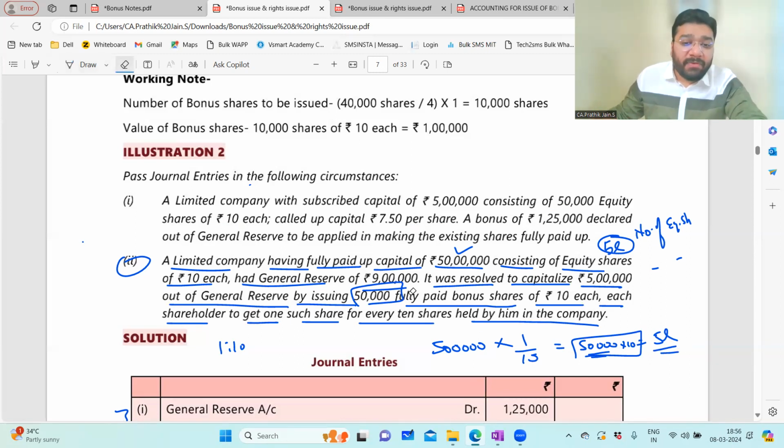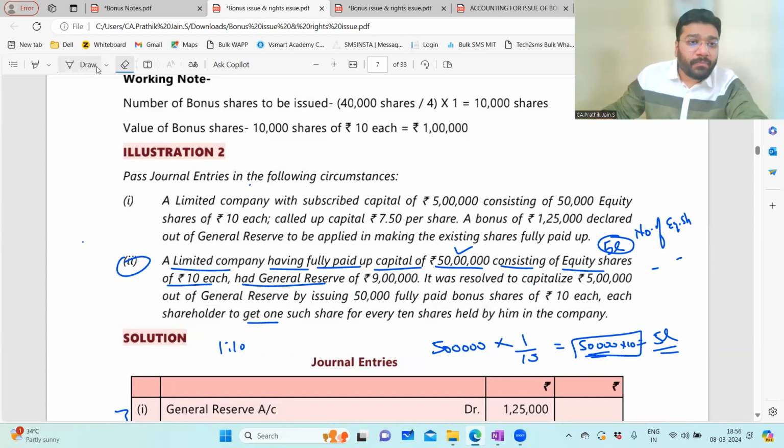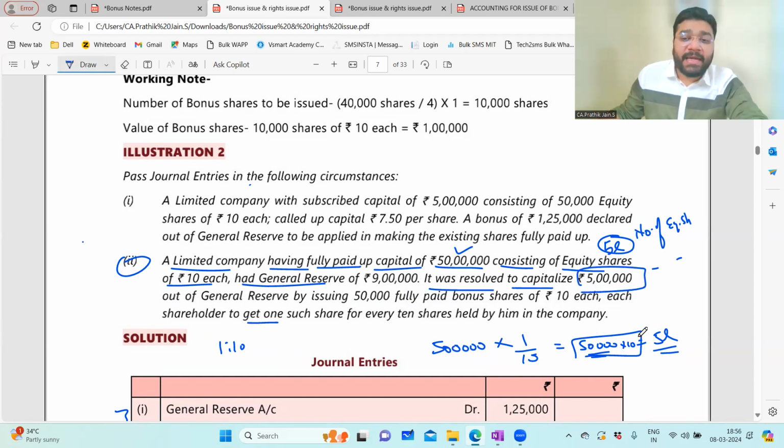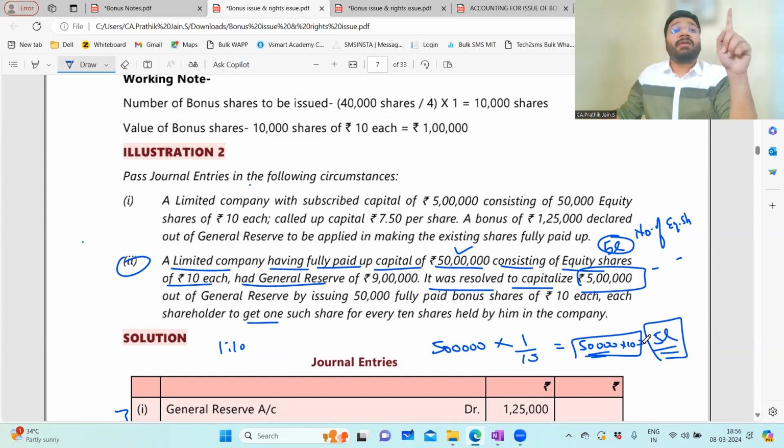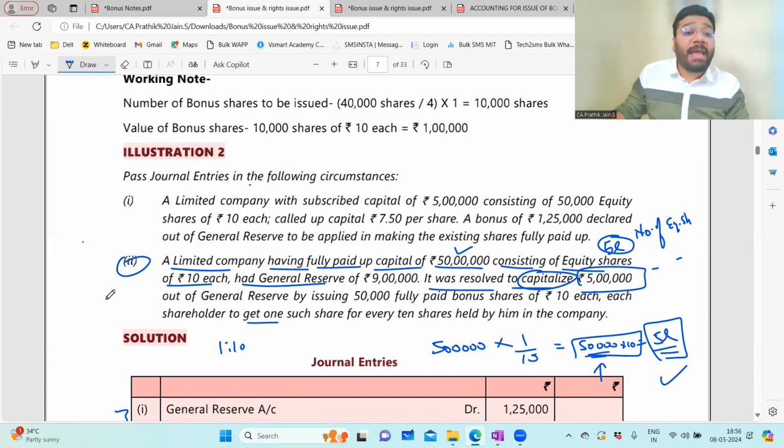Now, again, read the second half of the question. It was resolved to capitalize 5 lakh. Exactly 5 lakh is matching. How did 5 lakh come? 50 lakh is total capital, divided by 10 rupees per share, means 5 lakh equity shares. And the bonus is 1:10, so how many shares are we issuing as bonus? 50,000. Each share value is 10 rupees. If I multiply, 5 lakh. So how much do I need to capitalize? 5 lakh. And this entire 5 lakh is going to be capitalized out of general reserve. Now it is making sense. So it is fully paid bonus shares.